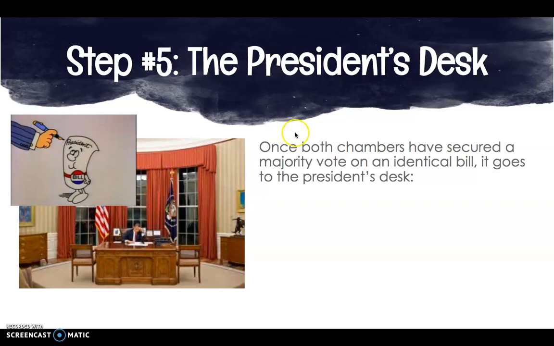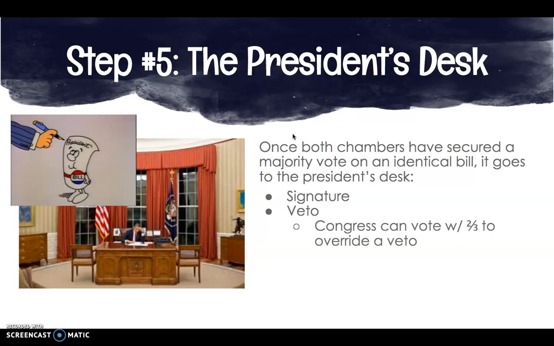And the president can take one of three actions. One, a signature. If they sign, it becomes a law. Two, a veto. It does not become a law, and usually the president will send the bill back to Congress with reasons for vetoing. Now, the exception would be that Congress can vote with 2/3 of each chamber to override that veto. This is very uncommon, but it is a check on the president from the legislative branch.